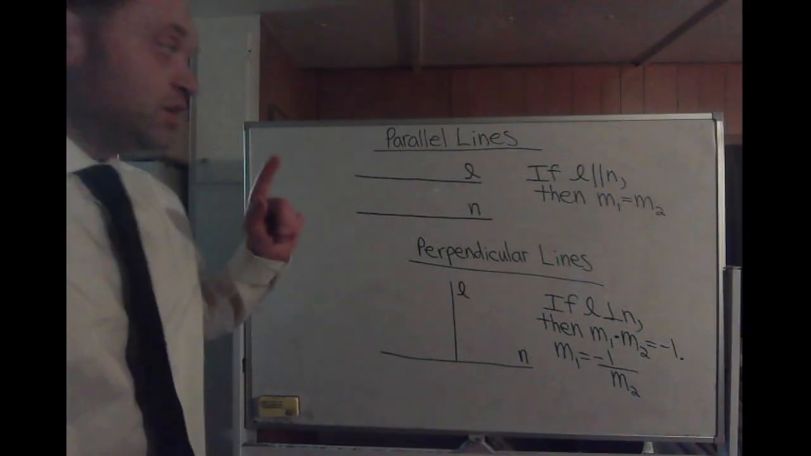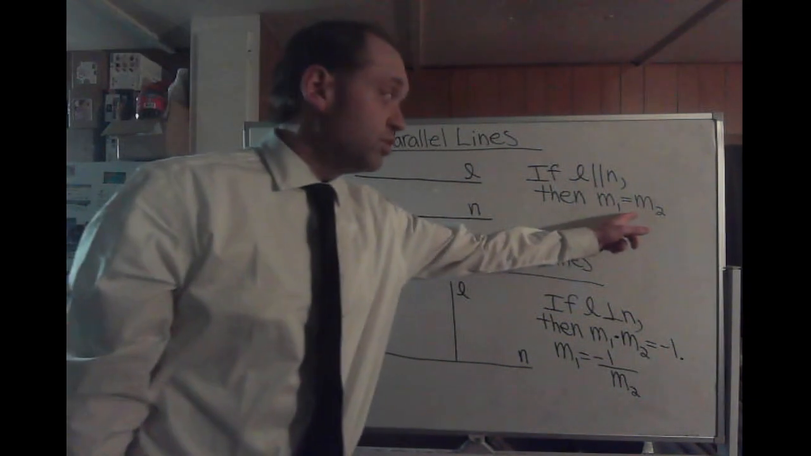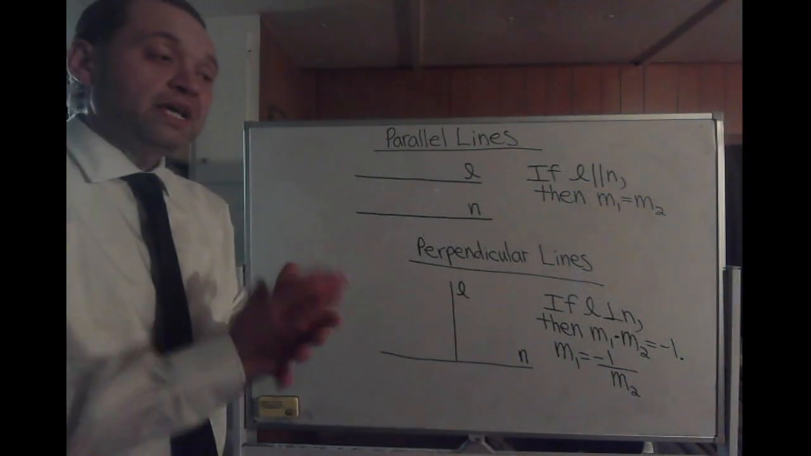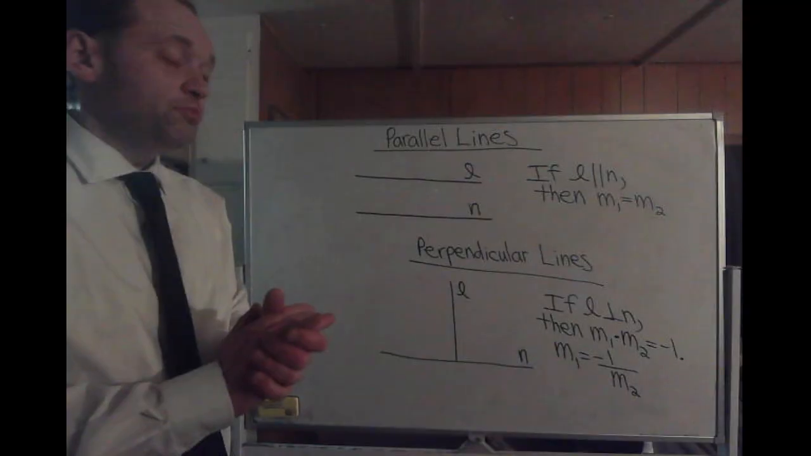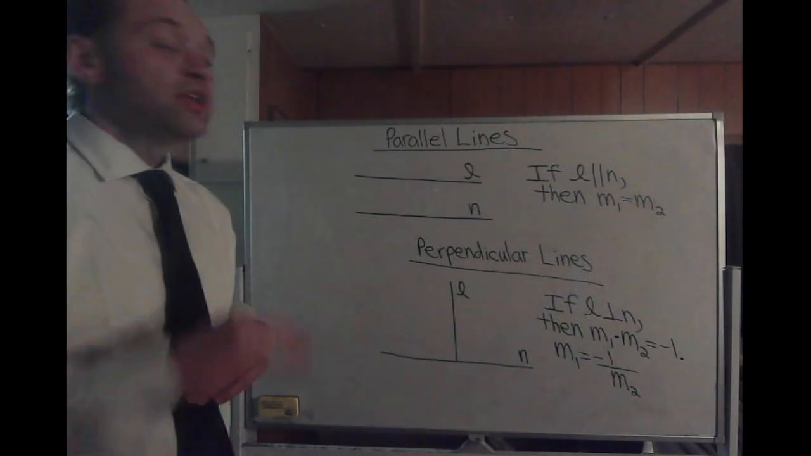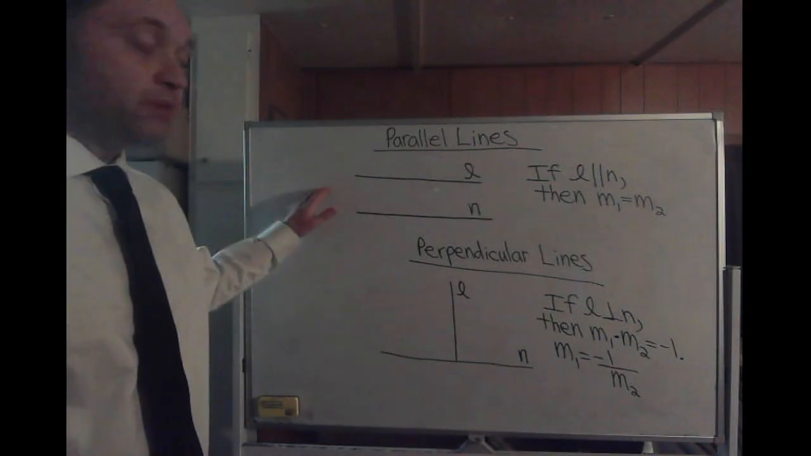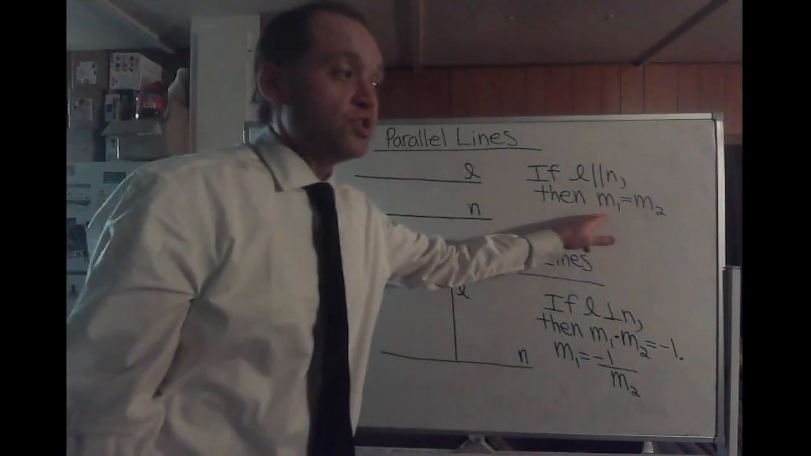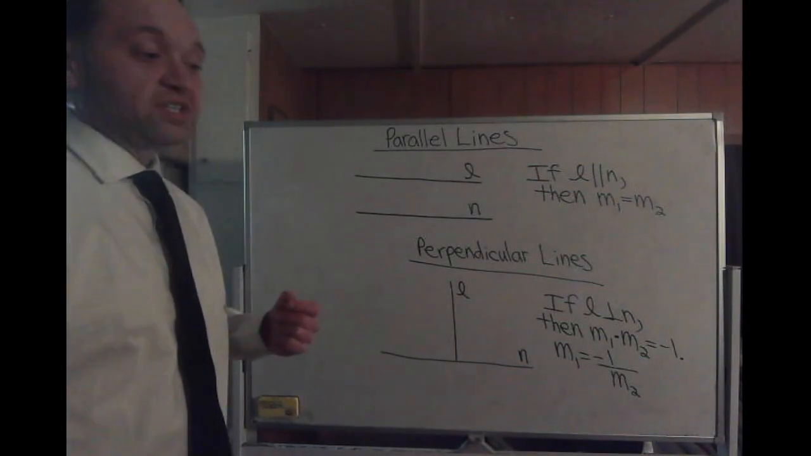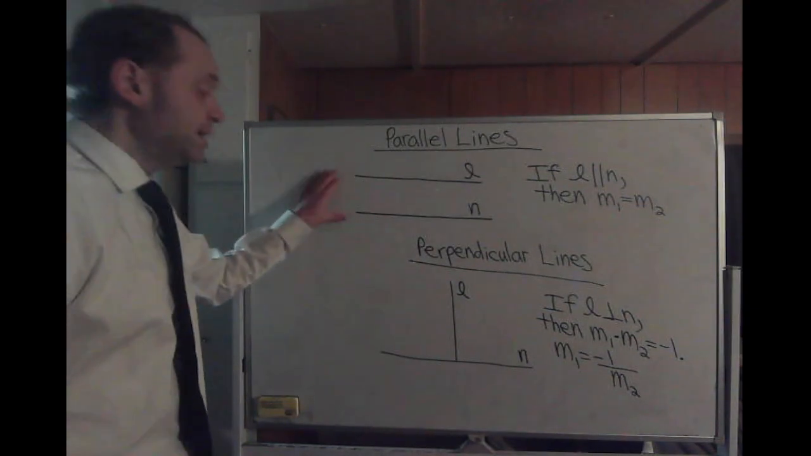If you have the slope of the first line equal to the slope of the second line, so if the first slope equals exactly the second slope, then they're parallel. That's how you could tell if the lines are parallel, if their slopes are equal to each other. Or on the other side of that, if the slopes are equal to each other, then the lines are parallel. That's a way you'll know if they're parallel.